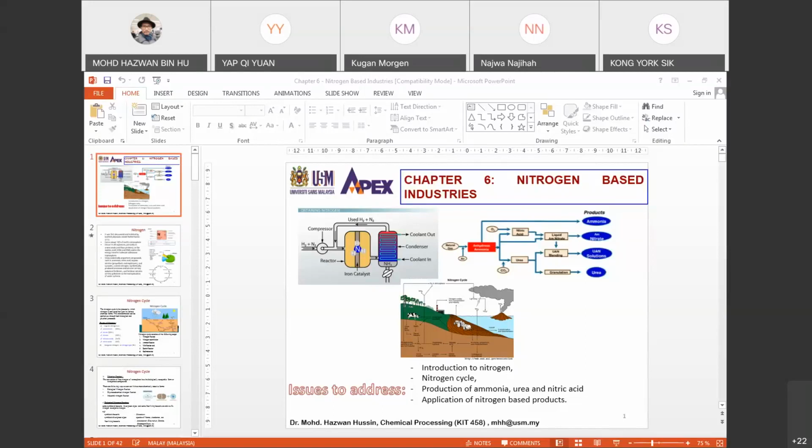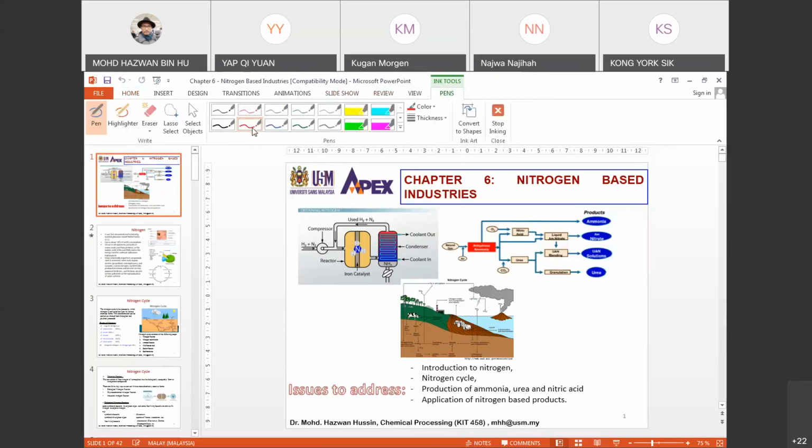Basically, when we talk about fertilizer just now, you have to understand that in fertilizer, the most important elements that you need to consider or stress more are NPK: nitrogen, phosphorus, and also potassium. Okay, so why are these elements considered important?